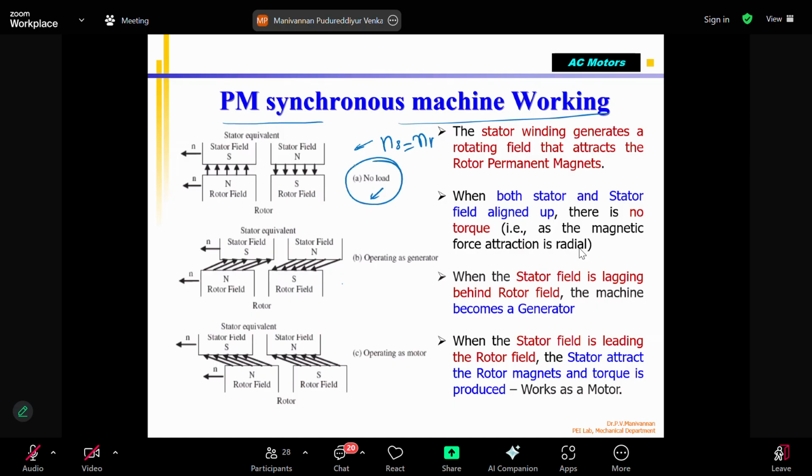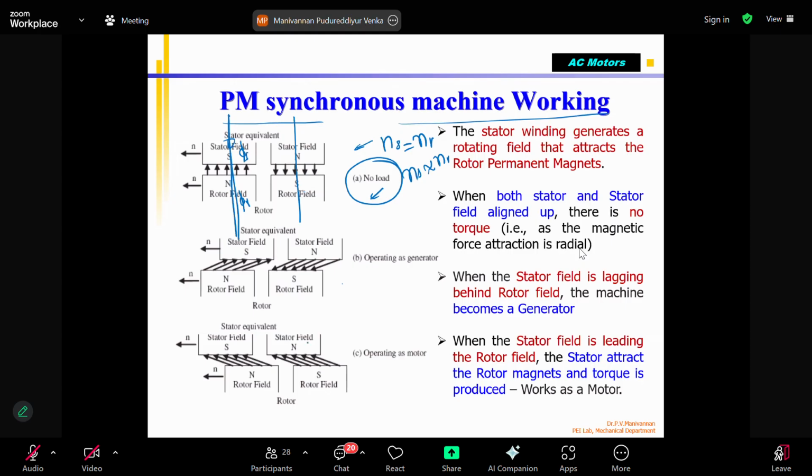But I told you in practice, that is definitely not possible. But NR will be close to NS. In the practical no load condition, you can see that both the magnetic fluxes are aligned. The magnetic field of the stator, phi S, is aligned with phi R, same axis. Correct? Now, this is still a motor, but at zero load.